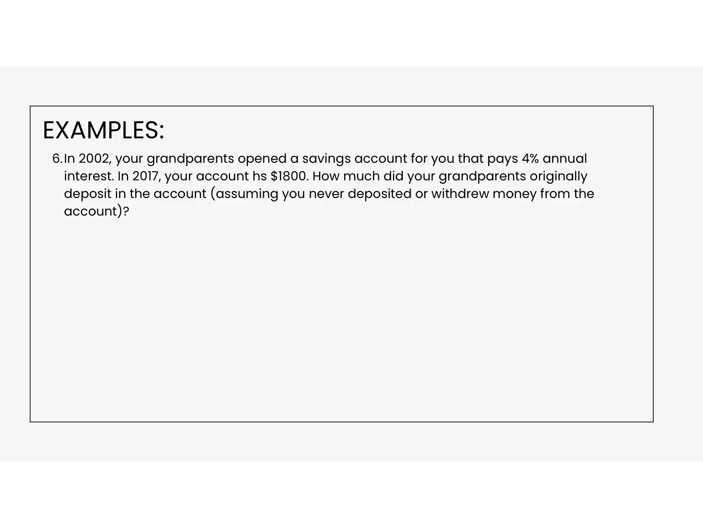Here's one more like that. In 2002, your grandparents opened a savings account for you that pays 4% annual interest. In 2017, your account has $1,800. How much did your grandparents originally deposit in the account, assuming you've never deposited or withdrew money from the account? So let's highlight what we know. Savings account pays 4% annual interest. In 2017, $1,800. So let's try and write our function here.